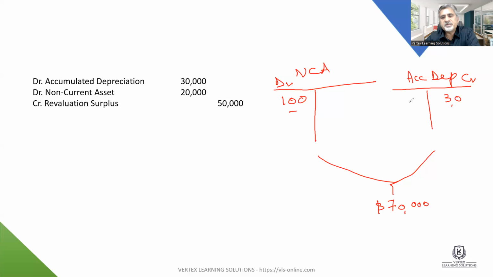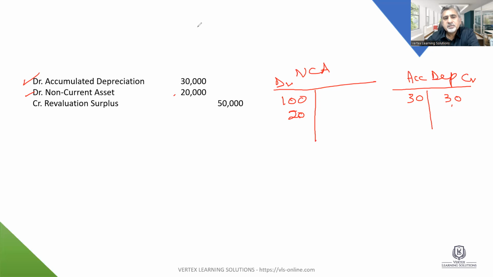I say remove it. So what I do, I make a debit to accumulated depreciation. Now accumulated depreciation has become 0 because it was 30 credit, 30 debit. And then I add only 20,000 to the asset. Debit non-current asset with 20.